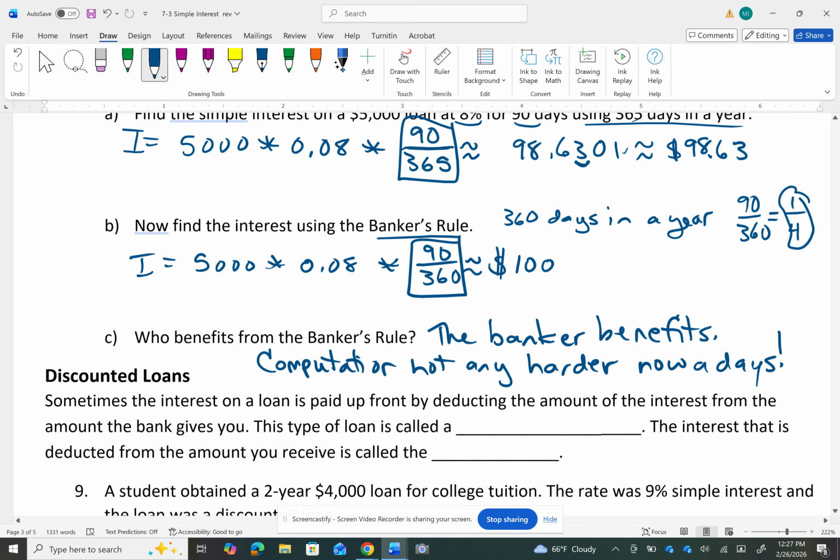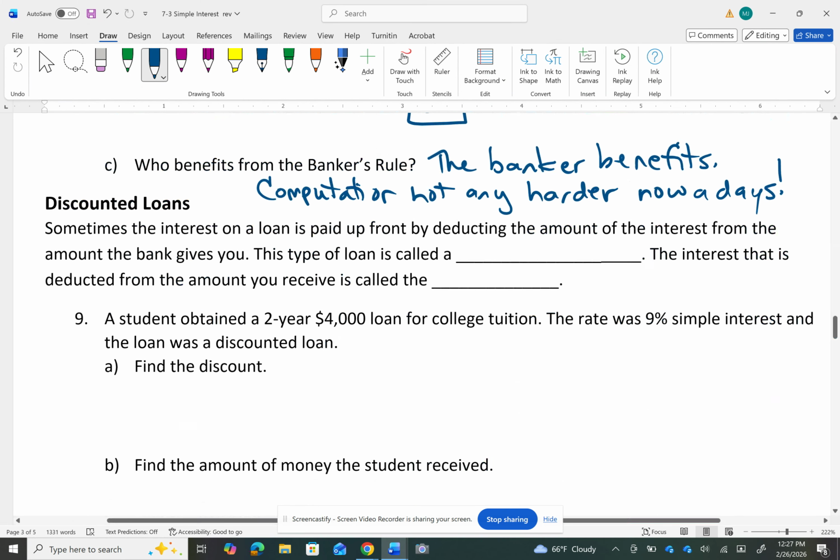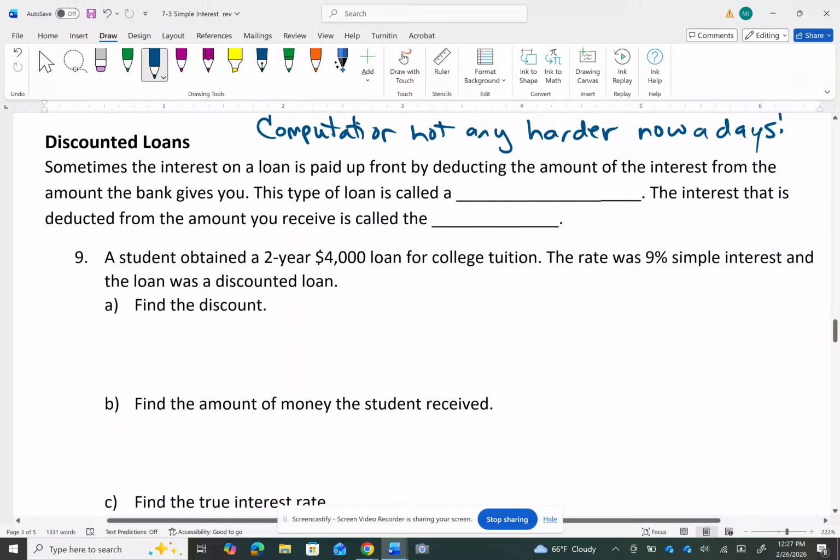All right, let's look at this situation. This is something that I really hadn't had any experience with.